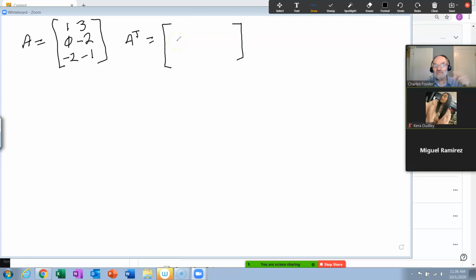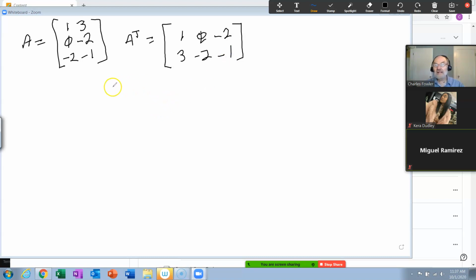So what would be the size of A transpose? You exchange the rows and columns. So it'll be a 2 by 3. So what would be the elements in it? 1, 0, -2. Next, 3, -2, -1. Perfect.